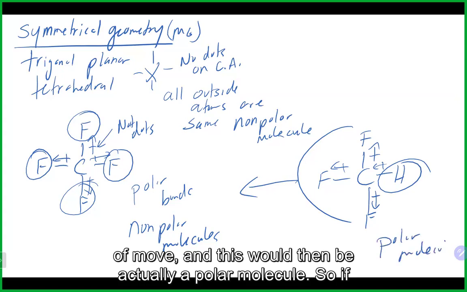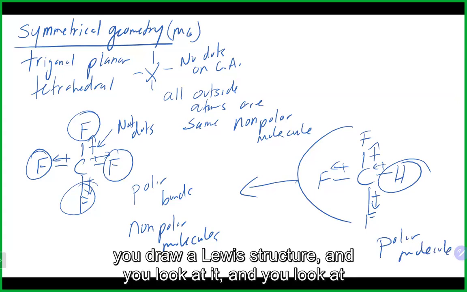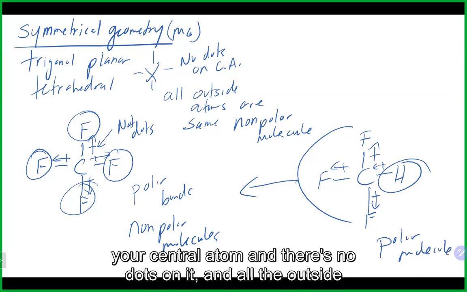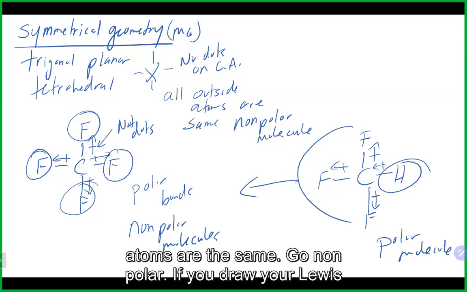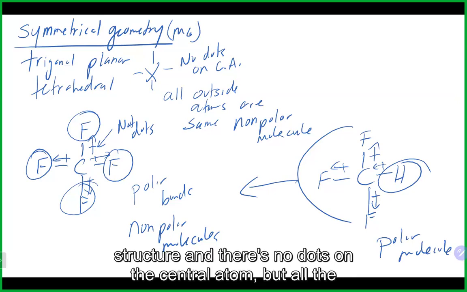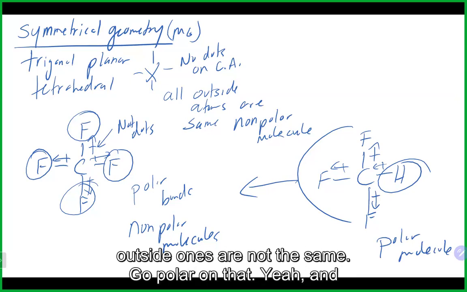So if you draw a Lewis structure and you look at your central atom and there's no dots on it and all the outside atoms are the same, go nonpolar. Yeah. If you draw your Lewis structure and there's no dots on the central atom, but all the outside ones are not the same, go polar on that.